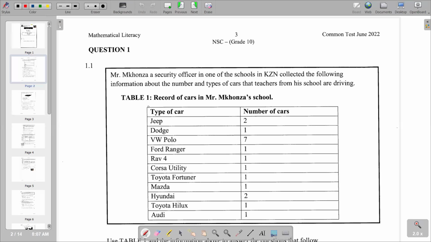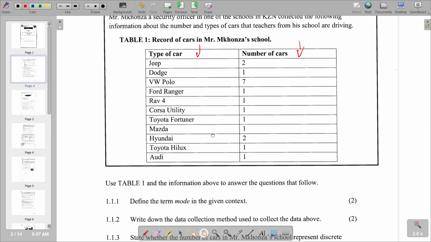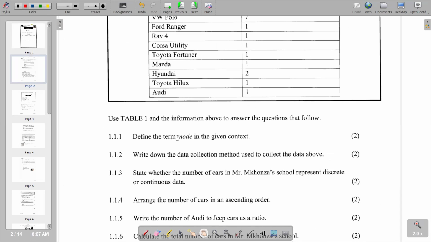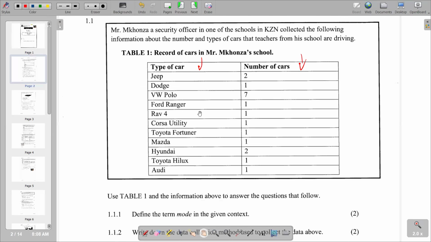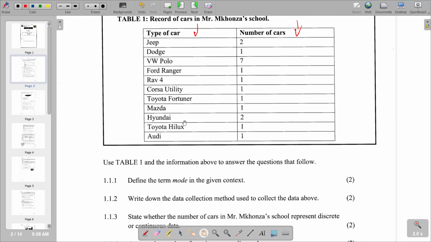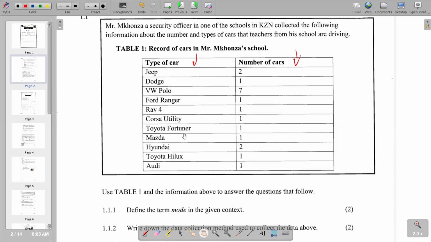So we are given table one, a record of cars in Miss Mkoza's school, whereby we have a column for the type of car, and also a column for the number of cars. Given the information, the first question reads, define the term mode in the given context. So in the given context, we mean, with the information given in the table, how best can we describe a mode? But basically, mode refers to the value that appears most frequently in a data set.